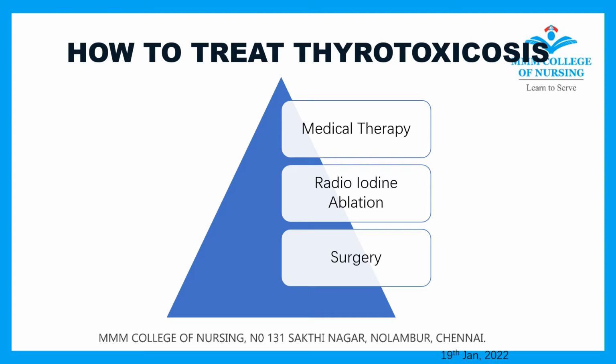As we have seen in the definition of thyrotoxicosis, it demands medical attention immediately. So we must know how to treat patients with thyrotoxicosis. There are three main categories through which we can treat the patient. First one is medical therapy, then radioiodine ablation, and third one is surgical management. Let's see one by one in the next slide.